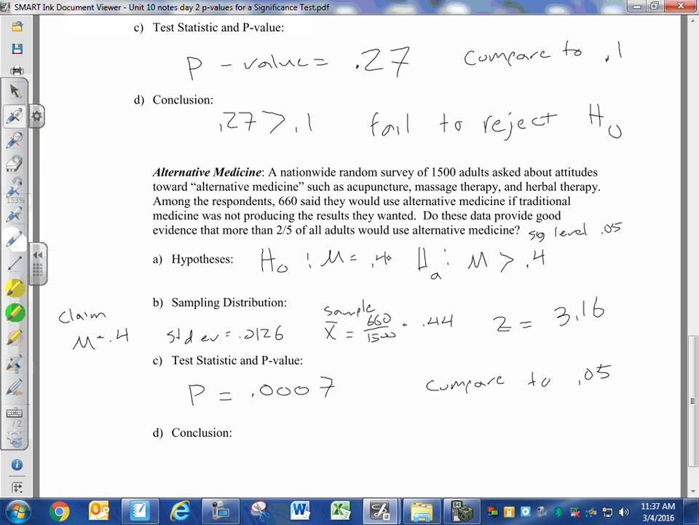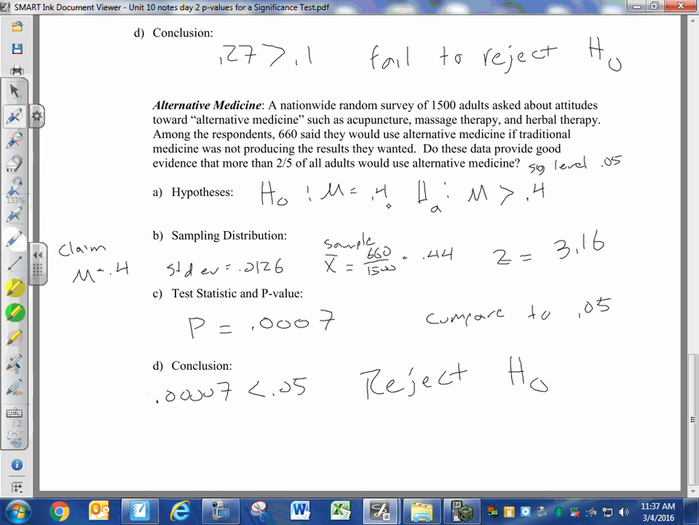Our claim is our null hypothesis. Since this is less than this, we will reject our null hypothesis, which means that more than 2/5 of adults would use alternative medicine could be true. And this value is the cutoff point. It confirms that this is far away. All right? I'm going to give you your homework, and I would like you to start it, please, so that you can check to see if you're doing things correctly.